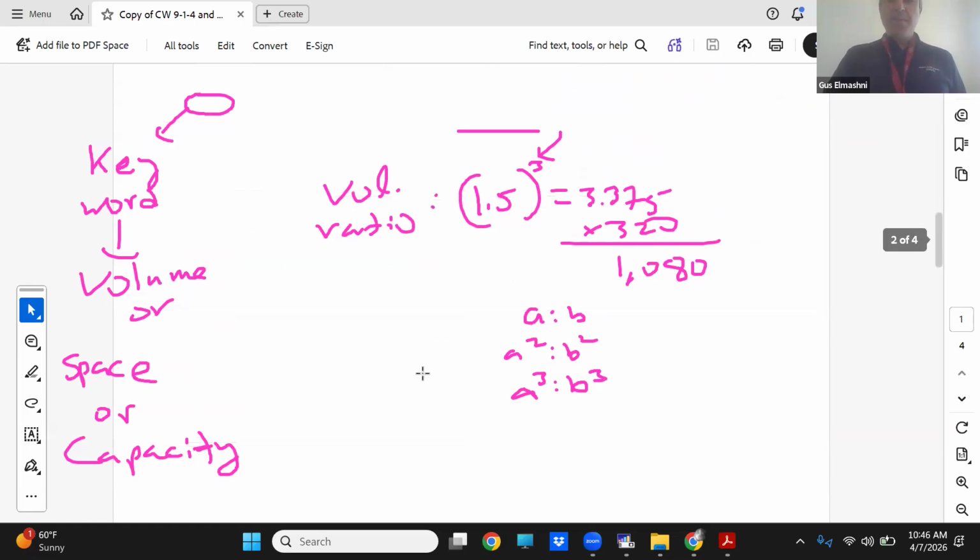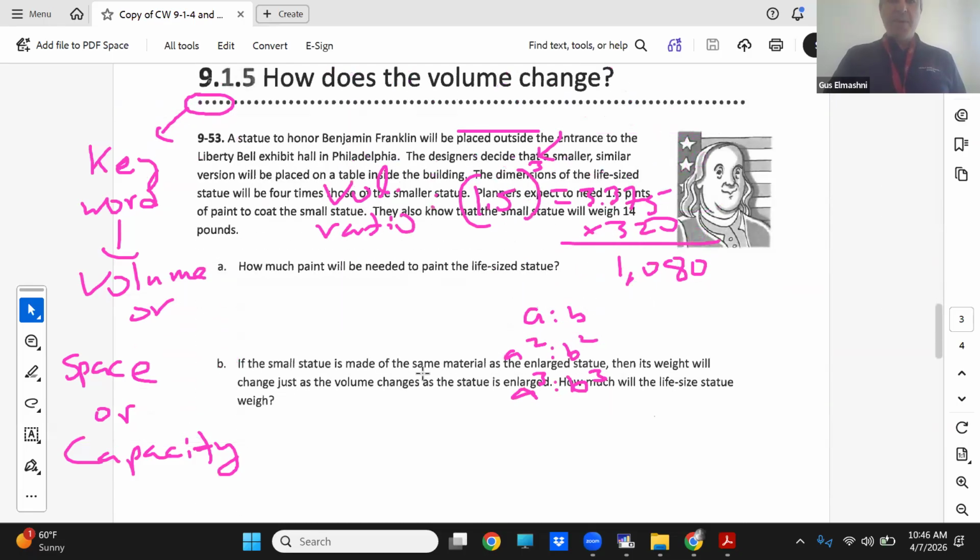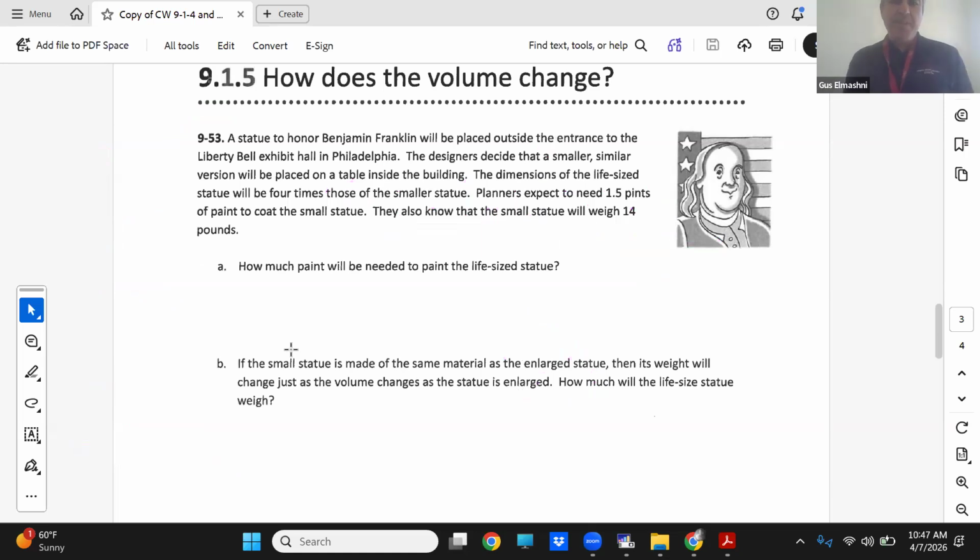The next page is blank. That's lovely. So now let's talk about, you got Ben Franklin here. It's kind of funny, we're now talking about the 250th anniversary of the country. I'll read out loud here again. A statue to honor Ben Franklin will be placed outside the entrance to the Liberty Bell Exhibit Hall in Philadelphia. Designers decided that a smaller, similar version will be placed on a table inside the building. The dimensions of the life-size statue will be 4 times those of the smaller statue. So the dimensions are 4 times. That's your linear scale factor, we'll call it LSF.